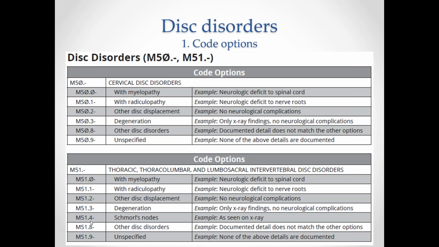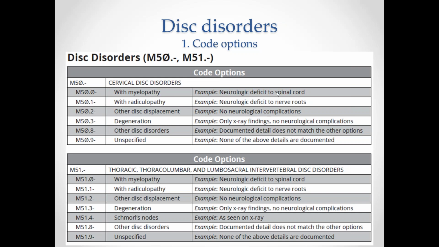That's for Schmorl's nodes, M51.4 towards the bottom, because you don't get Schmorl's nodes in the cervical spine because of the existence of uncinate processes. It just doesn't happen there. So that is one that's additional. But the rest of the fourth characters are exactly the same, whether you're in the cervical or the thoracics or lumbars. Like for example, M51.3 is degeneration, and M50.3 is also degeneration.